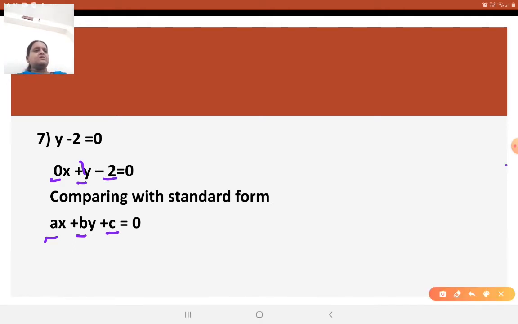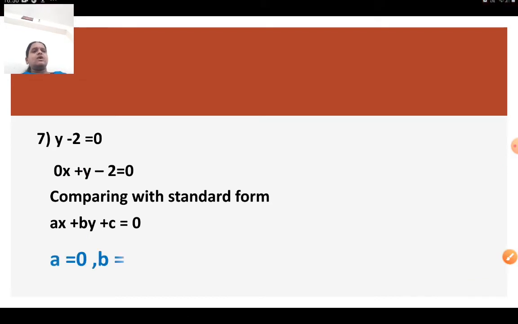So the final answer, I think you can write it now. Correct. a equal to 0, b equal to 1 and c equal to minus 2. Hope these sums are clear to all of you. This is very simple, and these types of sums can be asked for 1 mark questions only.